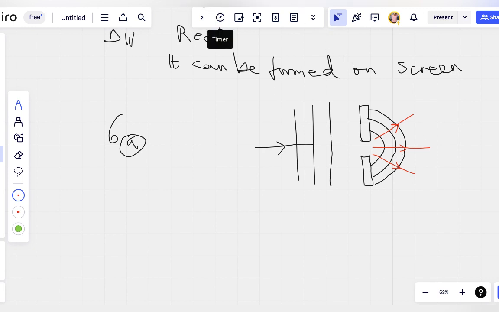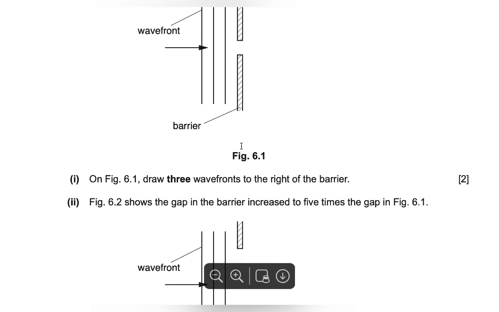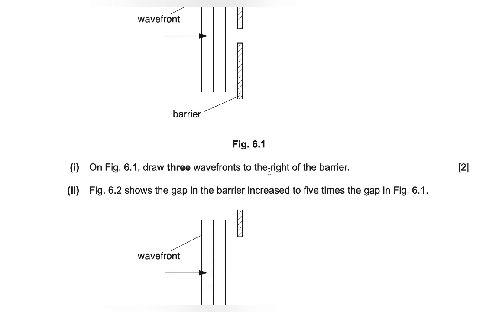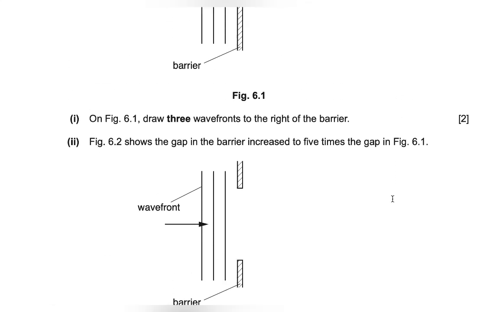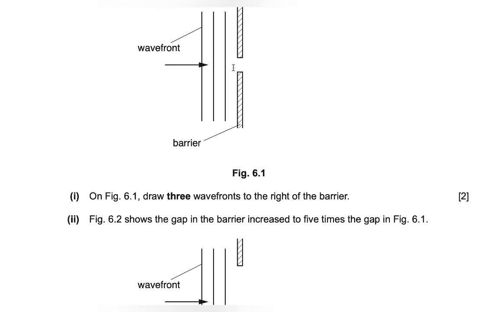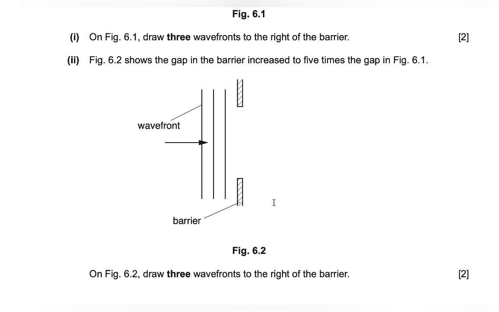Now let's move to the next question as fast as we can. Draw 3 wavefronts to the right of the barrier. We've done that. Figure 6.2 shows the gap in the barrier increased to 5 times the gap in figure 6.1. Do you see the gap? The gap in the barrier has been widened 5 times. Now, on figure 6.2, draw 3 wavefronts to the right of the barrier.